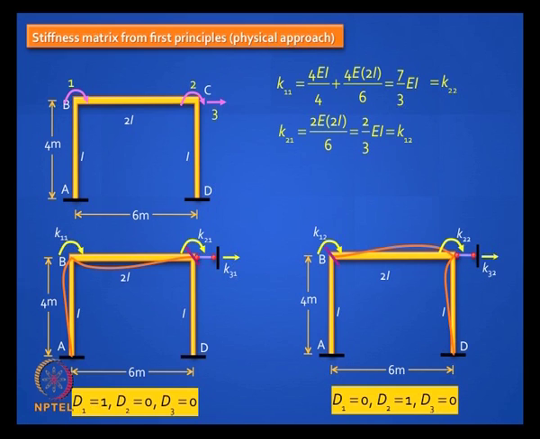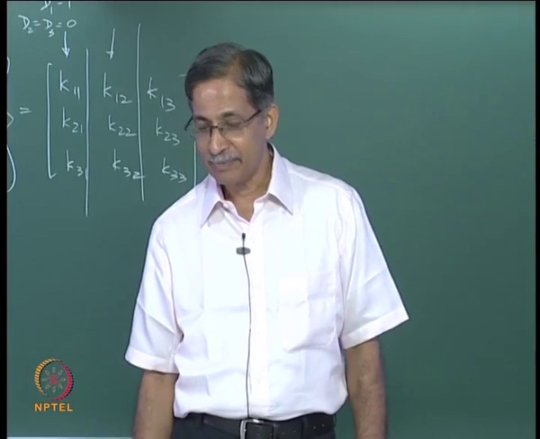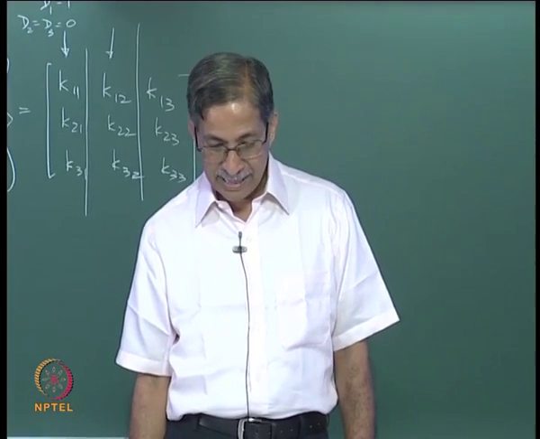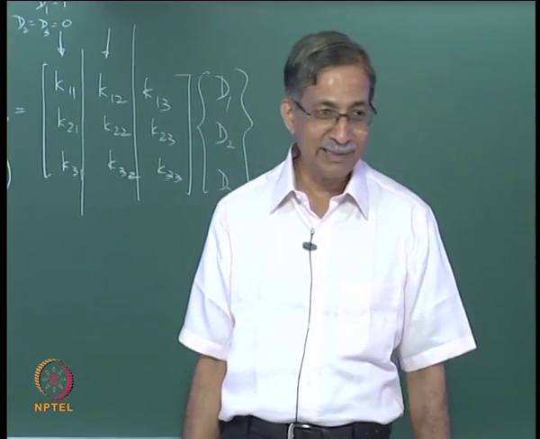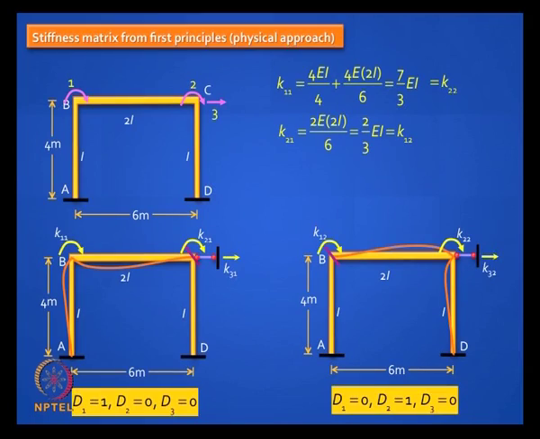Okay, this one is correct? Yes, sir. It's 7 by 3, not 8 by 3. You are right. Good. This is equal to K12, so there itself you see the symmetry in the matrix. What is left over here? K31. Can you find out what K31 is? That's a clue.